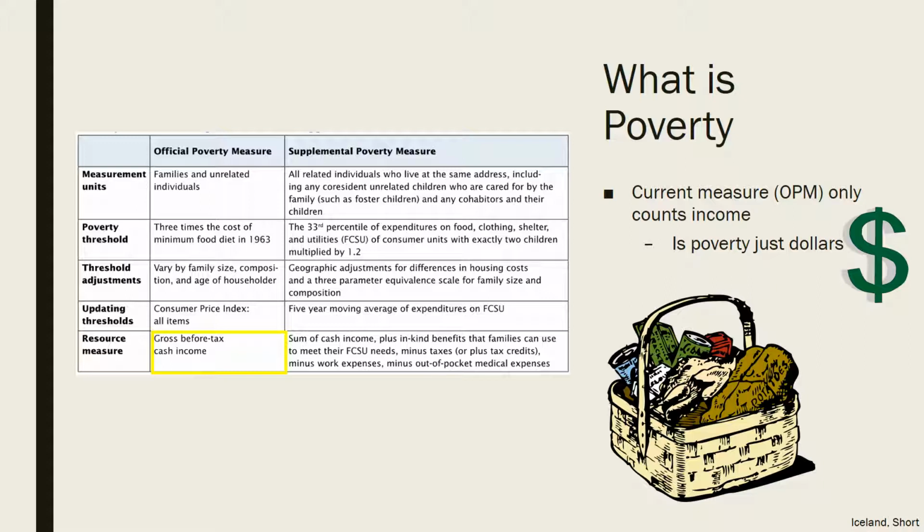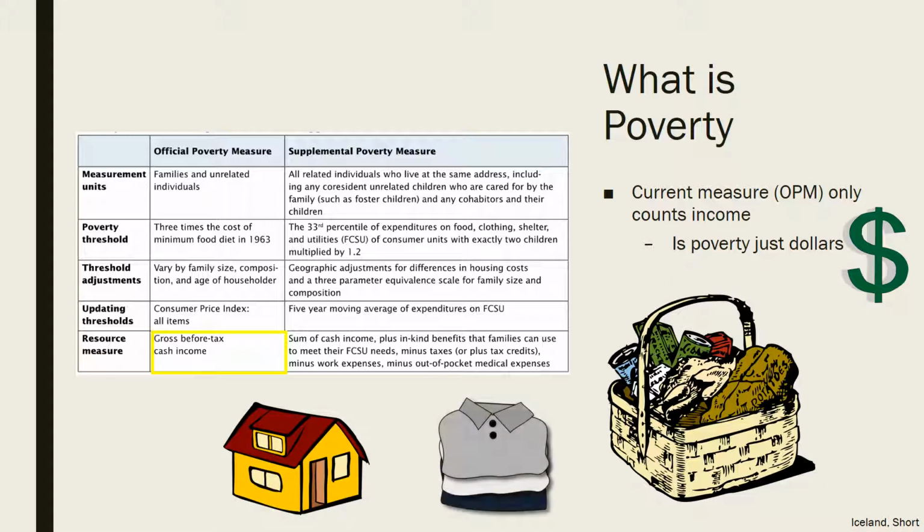The OPM does account for inflation. It does not take into account, however, the cost of living. Food is no longer the main expense. Housing, clothing, and utilities are rising in percentage of spending among families.